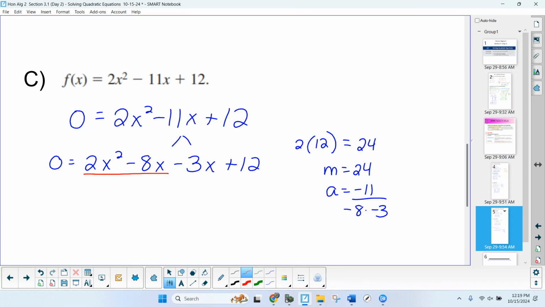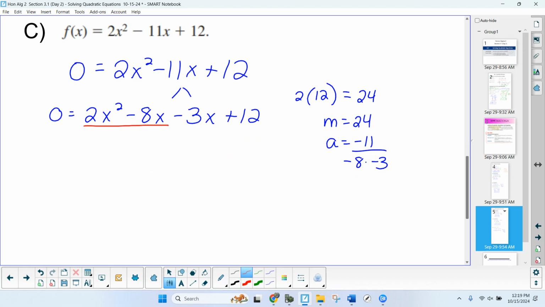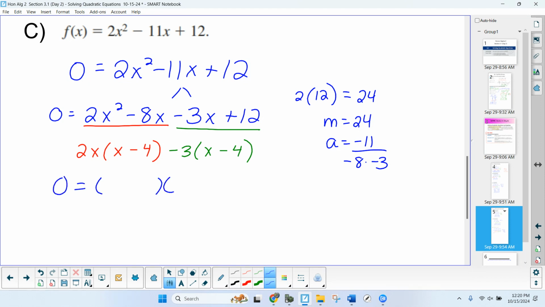What'd you pull out of the first group? 2x. And what'd you have left? x, and negative 4. Yes. Okay, what'd you pull out of this group? Being very careful. Negative 3. Watch your sign. Leading term is negative, so you're going to pull out a negative 3. And when you do, what do you have left? x, and negative 4. Okay, so what did you have left then when you factored? 2x minus 3, and then x minus 4. Okay, does anybody need help doing that a different way and getting it solved?